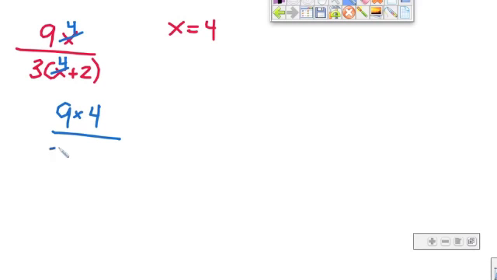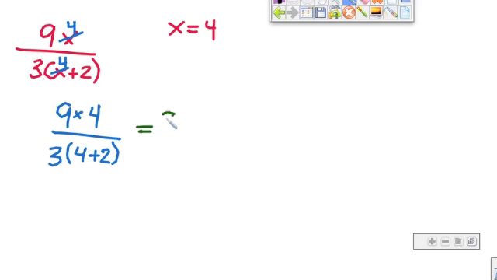And on the bottom, I have 3 parentheses, 4 plus 2. Okay, well, let's go ahead and work it out. Now, since this is a fraction, the top works separate from the bottom, so you don't have to worry about doing one versus the other first. So let's go ahead and multiply this out.